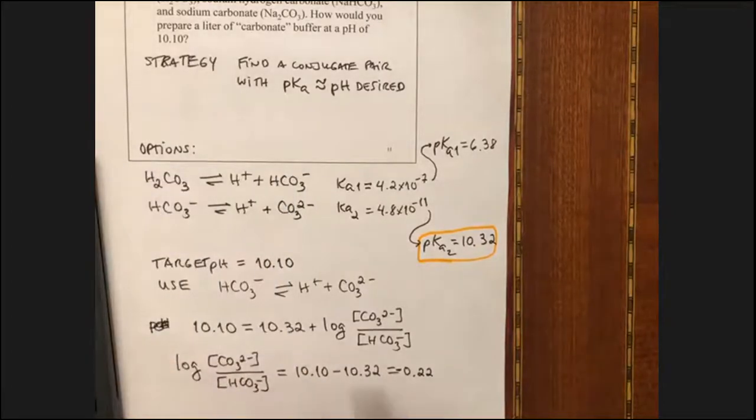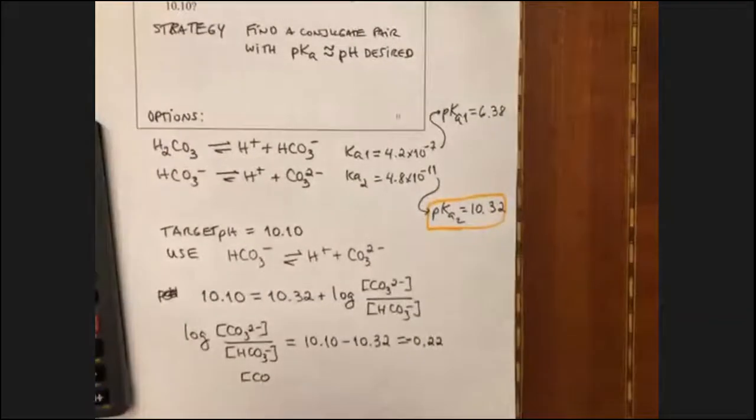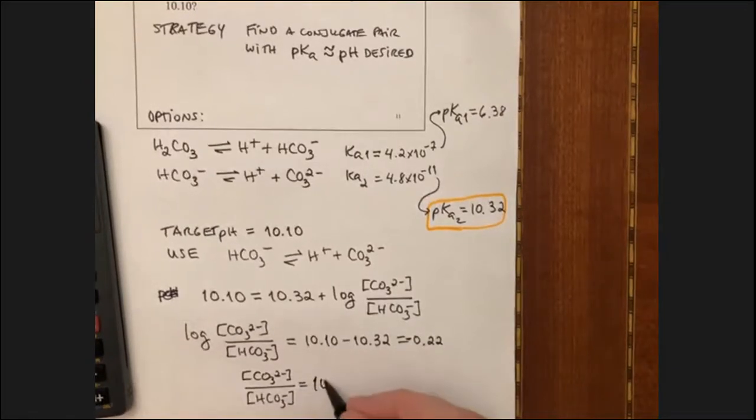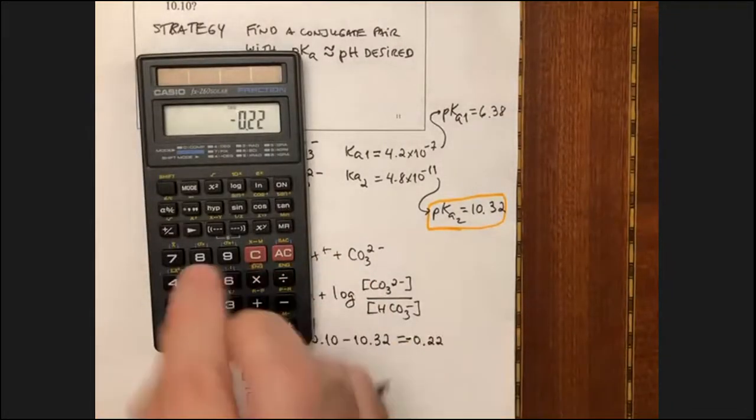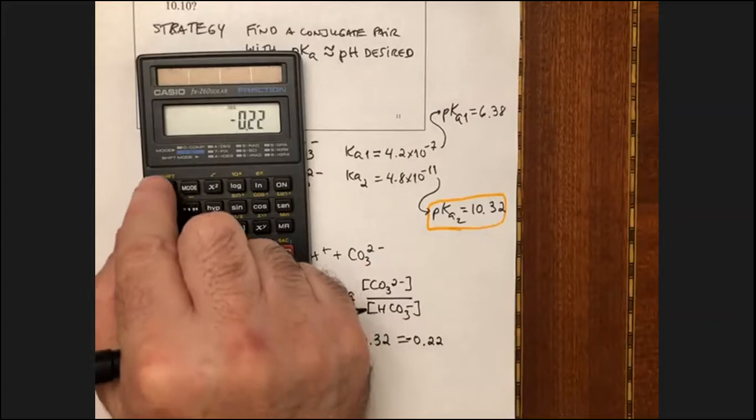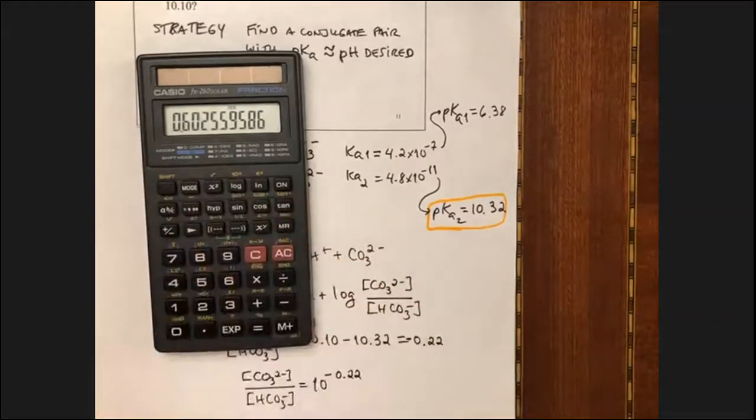So if that's the log, then the actual ratio of these two would be 10 to the minus 0.22. So I'm going to pull my calculator in again, and I'm going to find what I use here. Again, your calculator might have to do this a little different. So basically, this comes up to be 0.60.